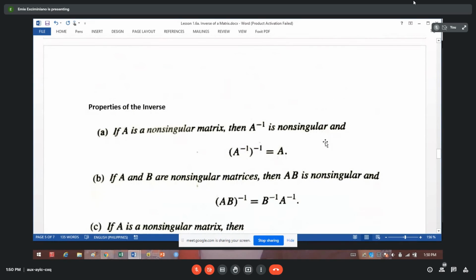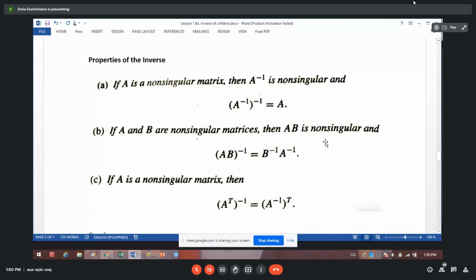Okay, these are the properties of the inverse. May mga proofs to, pero I won't discuss them anymore. You just have to check on those proofs. More on operations tayo, ha? Kasi yun ang kailangan natin. I want to be able to finish yung topic ng determinant before this Christmas, bago mag-Christmas break.